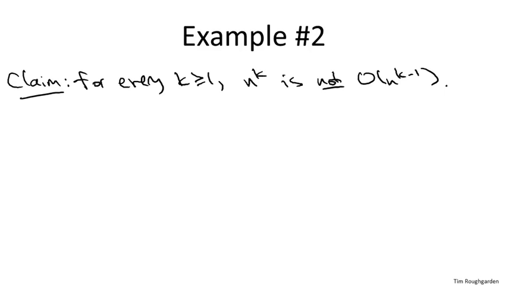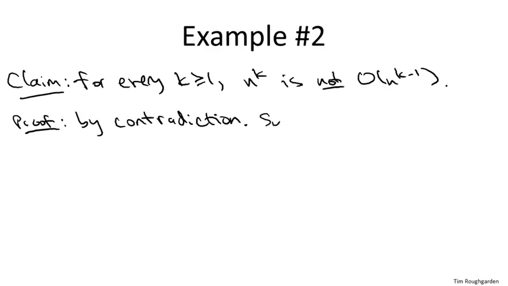So how would we prove that something is not big O of something else? The most frequently useful proof method is going to be by contradiction. So remember, proof by contradiction, you assume what you're trying to establish is actually false, and from that you do a sequence of logical steps culminating in something which is just patently false, which contradicts basic axioms of mathematics or of arithmetic. So suppose in fact n to the k was big O of n to the k minus 1.